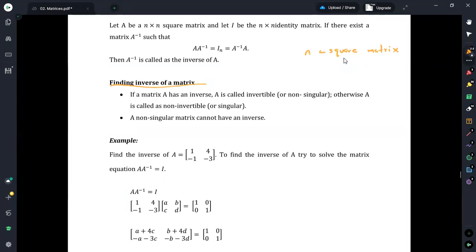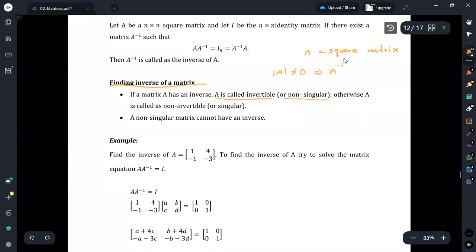If the inverse exists, then we call such a matrix an invertible matrix, or a non-singular matrix. Therefore, when you are going to find the inverse of a matrix, first we have to check whether the inverse exists or not. To check that, we can use the determinant of the matrix A. If this determinant is not equal to 0, then we can say that A inverse exists.